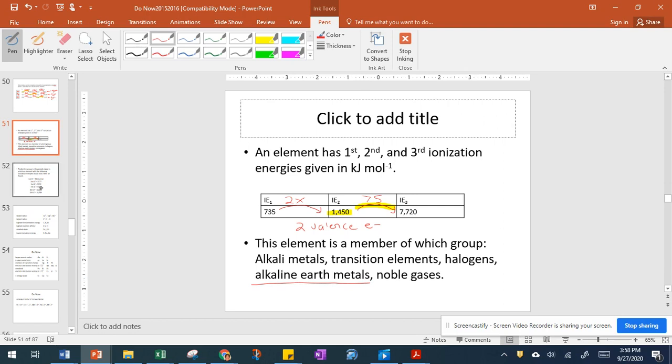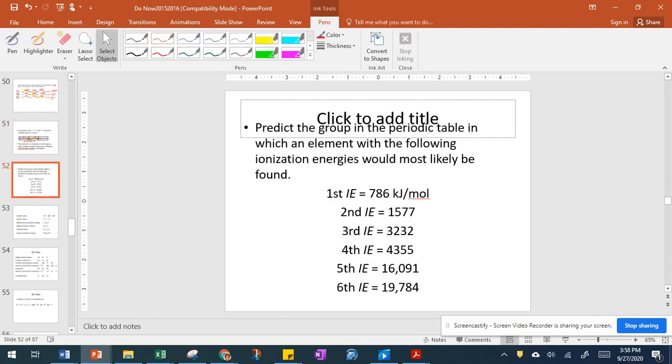Okay, so let's try another one. I want you to look at these, and all you're figuring out here is which group this would likely be found in. So try these out, and then we're going to go over the answer in just a minute, so pause the screencast.